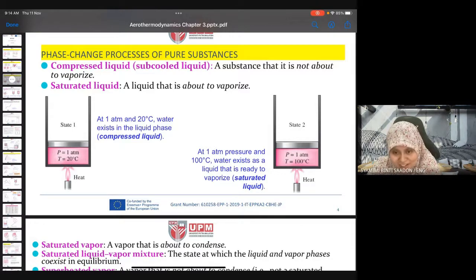Is compressed. Because normally, later on when you apply this thermodynamic concept, you will see we will look at the engine cycle, thermodynamic cycle, right?